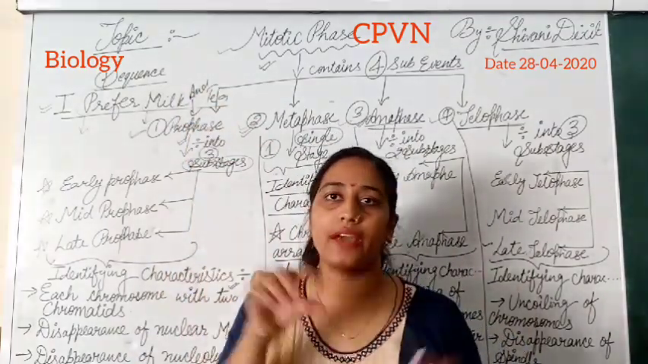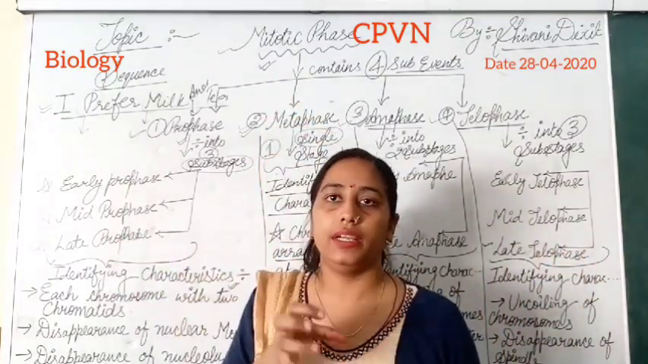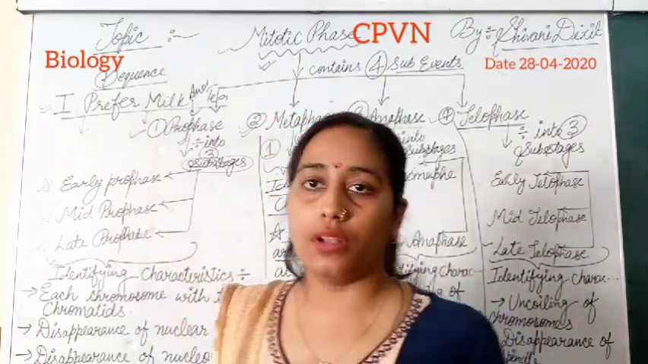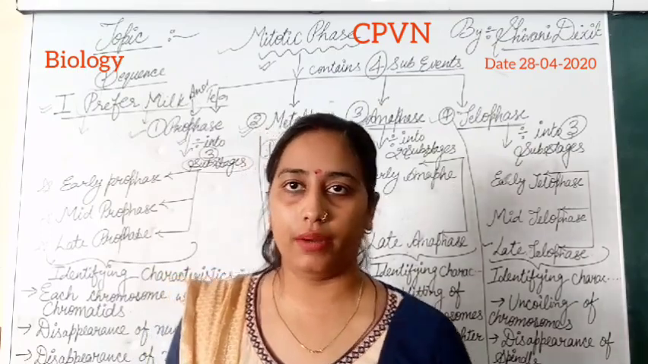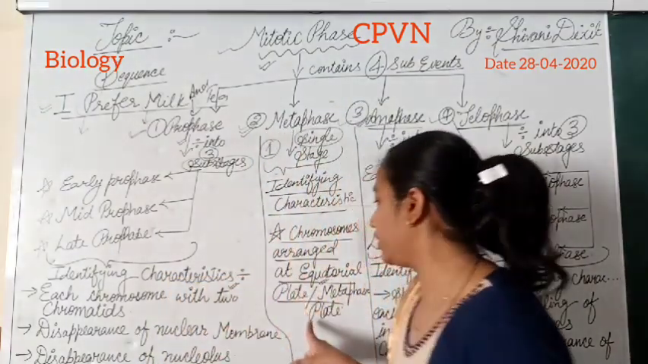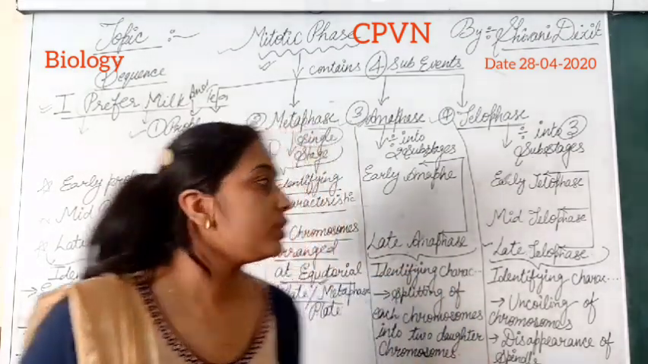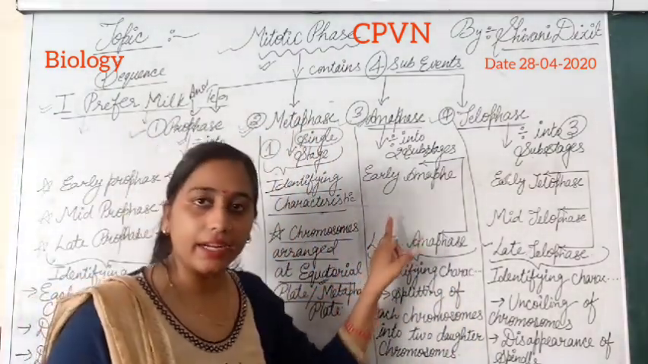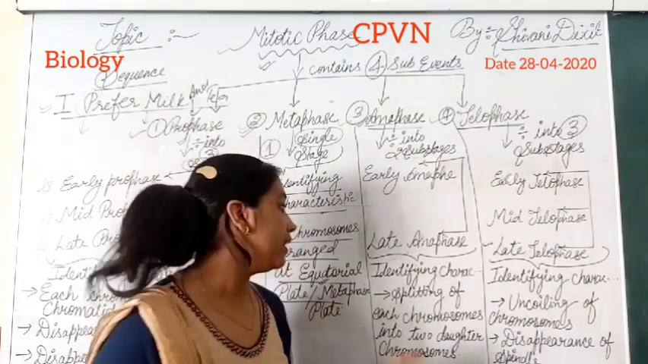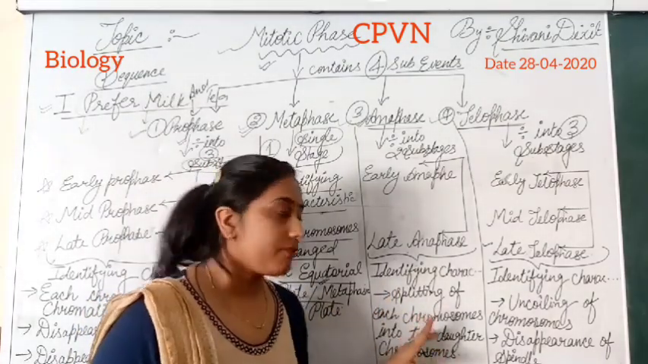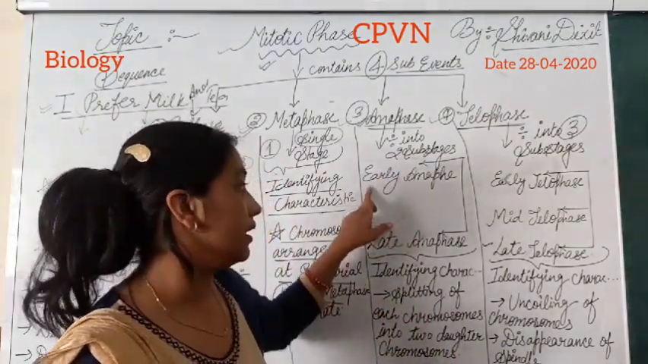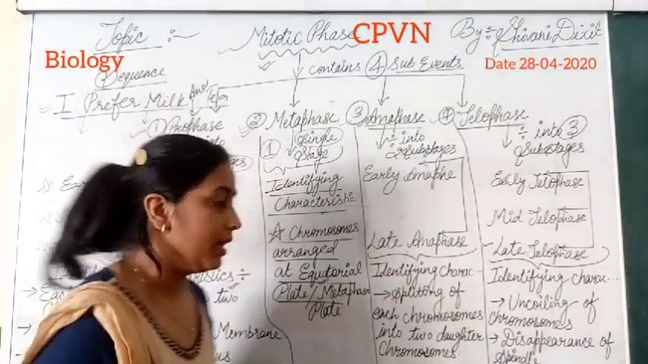The cell has 2 poles and in the middle it has the equator. With the help of a diagram I will make it clear how the equatorial plate forms and chromosomes are arranged on the equator. Let's move to the next heading, that is the identifying characteristics of the anaphase. There are the following 2 substages, early anaphase and late anaphase.